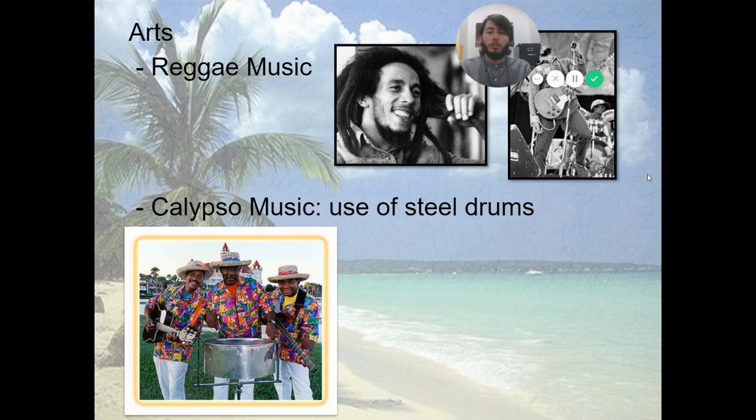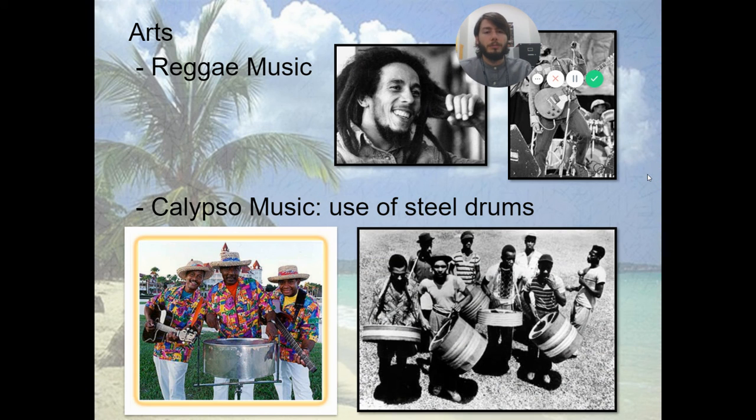Okay, arts. Reggae music is a type of music. Calypso music is known as steel drum. Sometimes it's called island music or easy listening. Sometimes it's called high life. You can probably guess why it's called high life. But those are two styles of music that originate from the Caribbean.